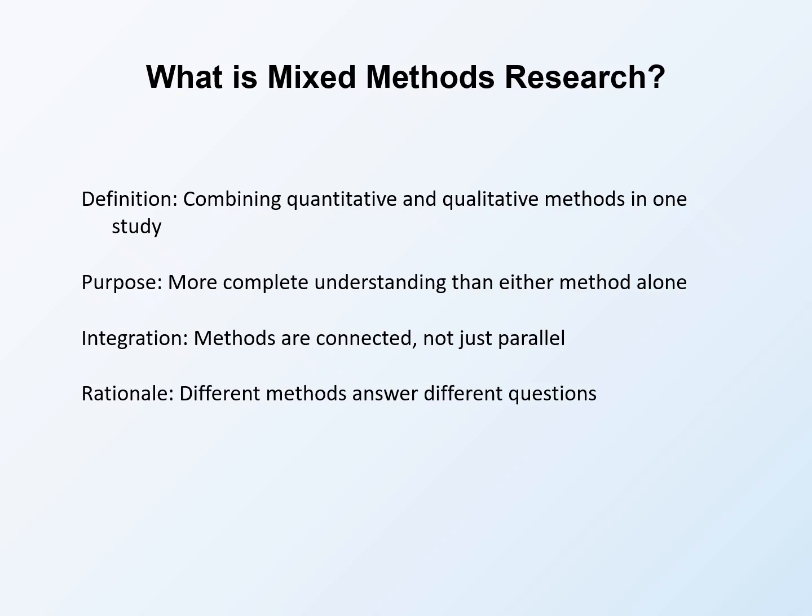Mixed methods research intentionally integrates quantitative and qualitative methods within a single study, going beyond simply using both methods to actively combining them for enhanced understanding. The rationale for mixing methods includes complementarity, where different methods address different questions, triangulation, where multiple methods converge on consistent findings, development, where one method informs another, and expansion, where methods address different study components. These rationales justify the additional complexity of mixed methods.